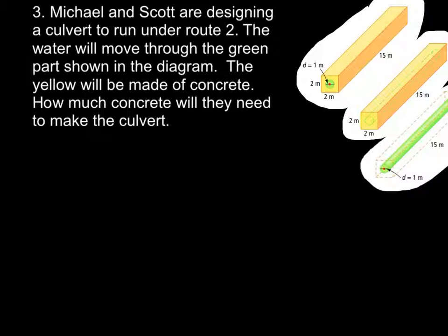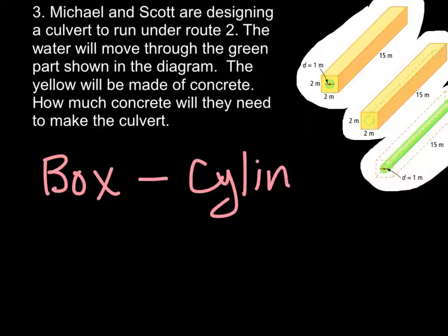So let's think about how we're going to approach the problem. We have this box here, right? And the concrete will only be the yellow, right? This green part is going to be empty. So if we want only the yellow part, what are we going to do? Yeah, so we're going to find the volume of the box, right, minus the volume of the cylinder. So let's go ahead and try that.